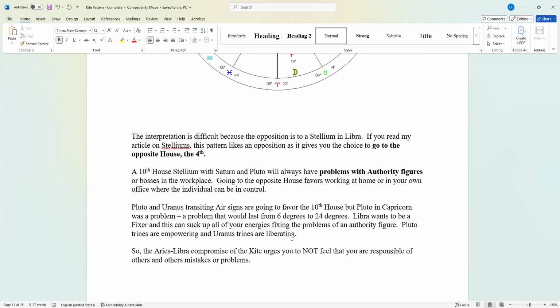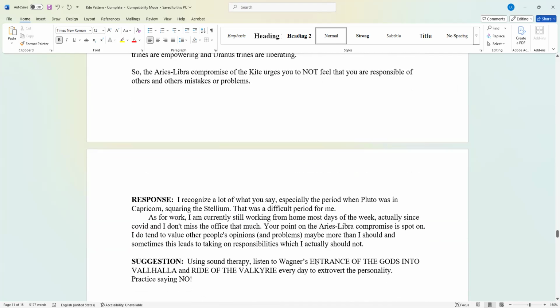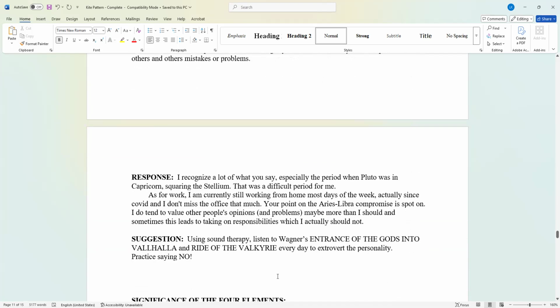Pluto trines are empowering, and Uranus trines tend to be liberating. And the Uranus-Libra compromise of the kite urges him not to feel that he's responsible for others and the mistakes or problems of other people. And this is what he wrote back to me. I recognize a lot of what you say, especially when Pluto was in Capricorn squaring that stellium. This was a very difficult time.